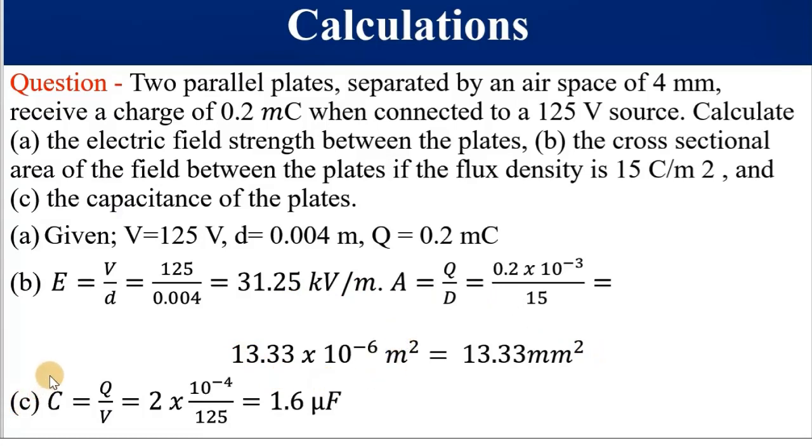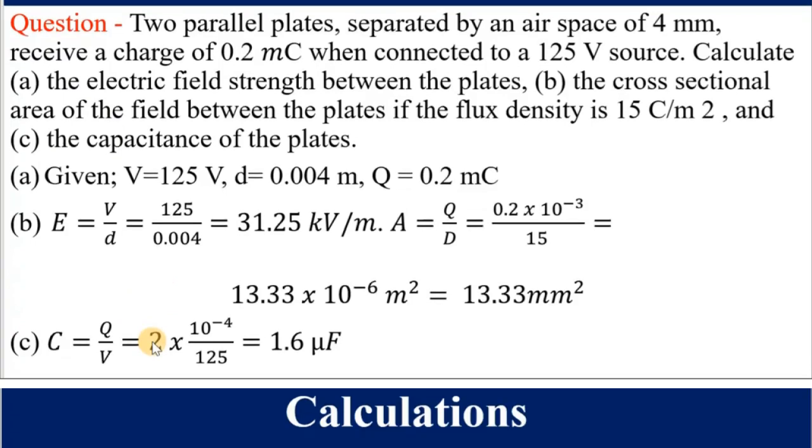Then the last part, the capacitance of the capacitor, C is equal to Q over V, and we've got our Q, that's 2 times 10 to the power minus 4, or 0.2 times 10 to the power minus 3, divided by 125. This gives you a capacitance of 1.6 microfarad. This is how you are going to proceed there. Practice, practice, practice until the formulas get inside of you.